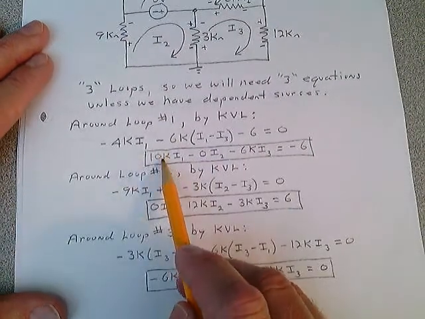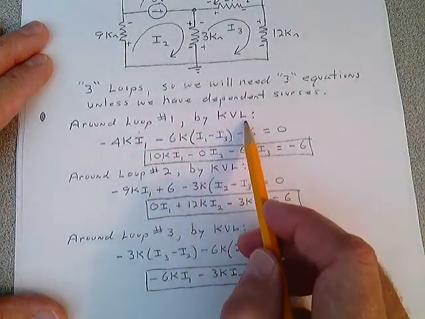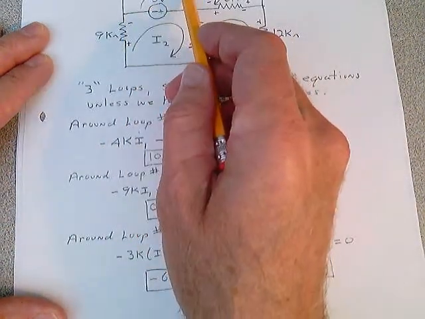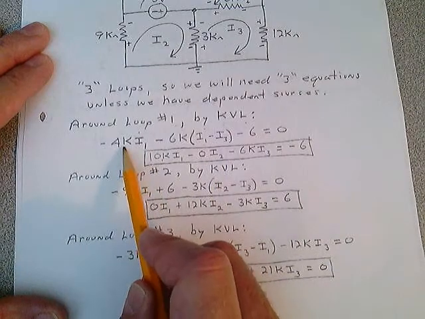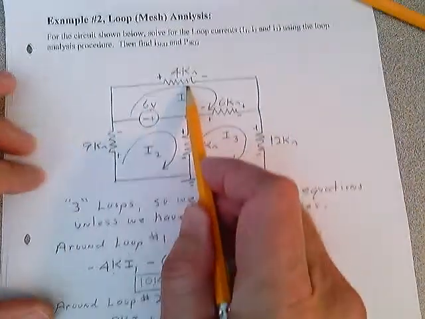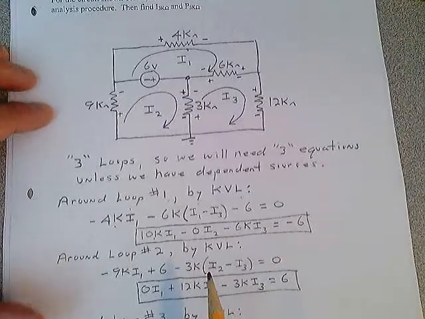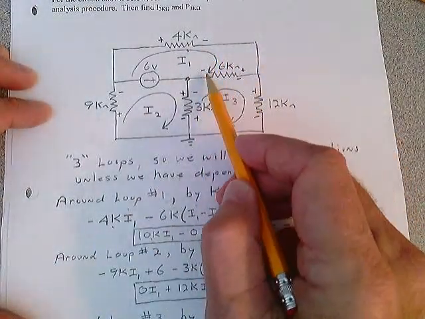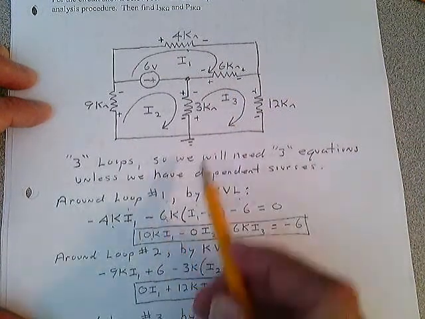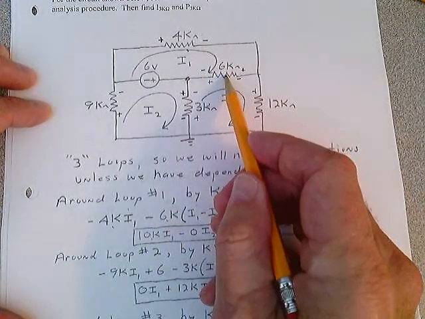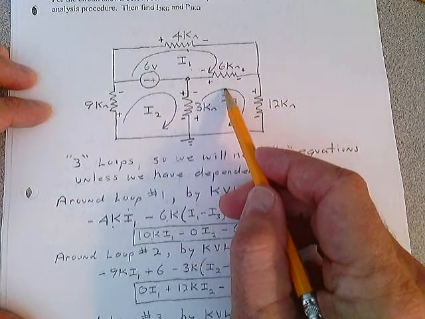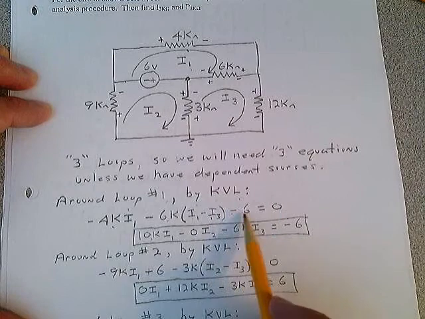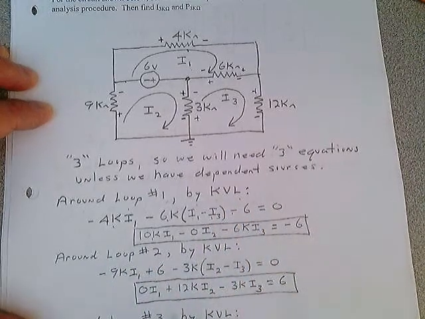Let's just do the first equation. Around loop 1 by Kirchhoff's voltage law. You start right here. The first thing you see is a resistor. You say minus 4K, and you stop and think. What current goes through that? Just I1 goes through there. You come down to here, minus 6K. You stop and think. What's the current that goes through there? The lead current's I1 minus I3. Minus 6 equals 0. You clean it up, there's your first system equation.